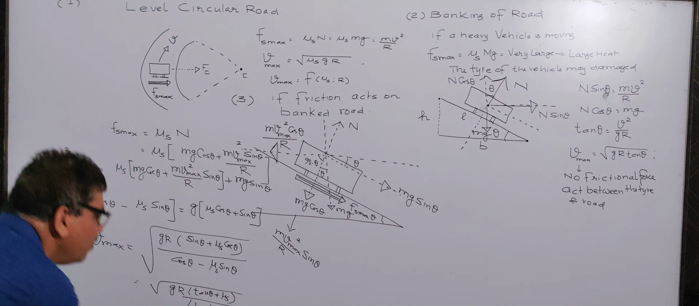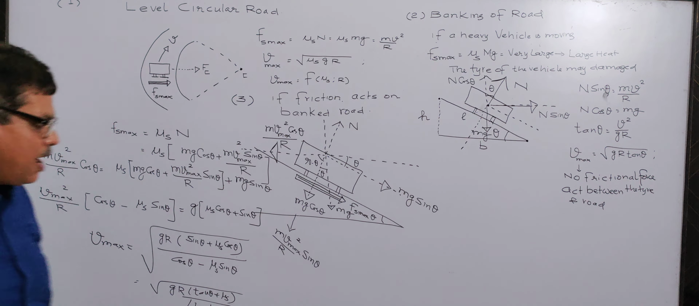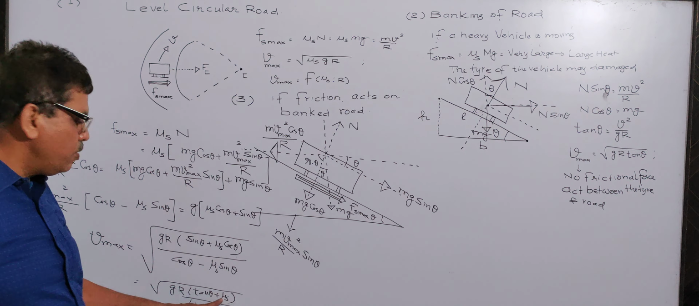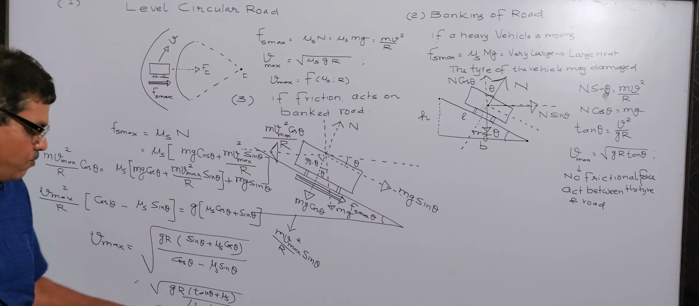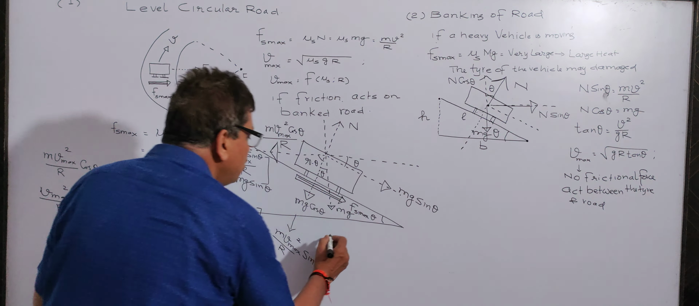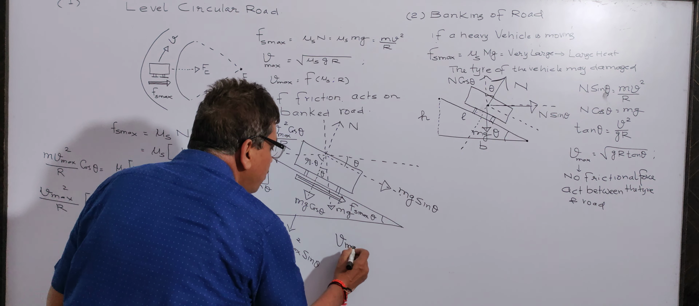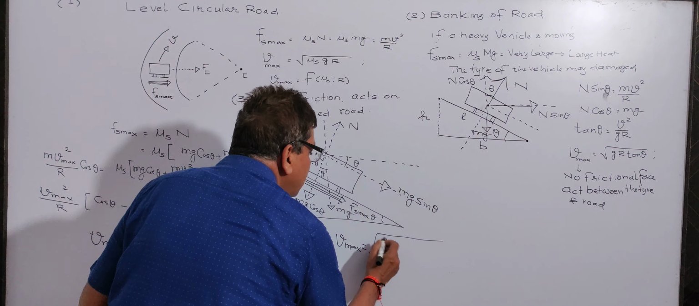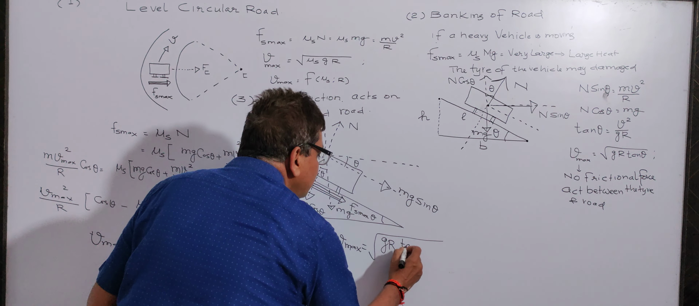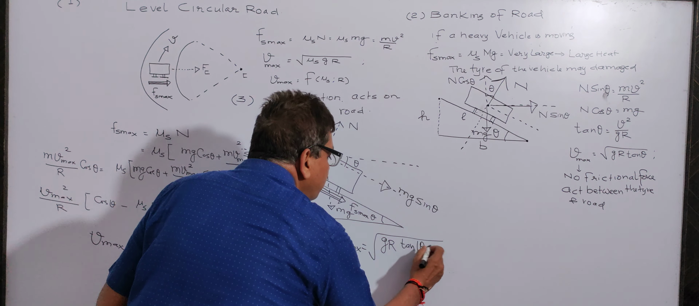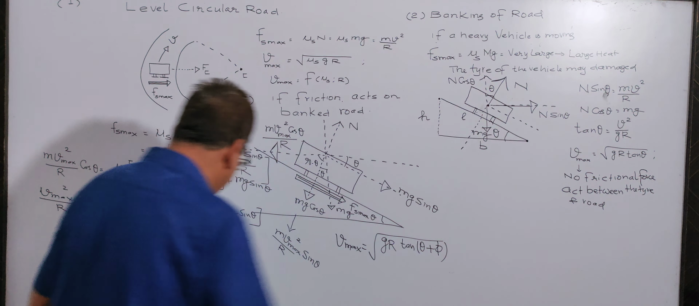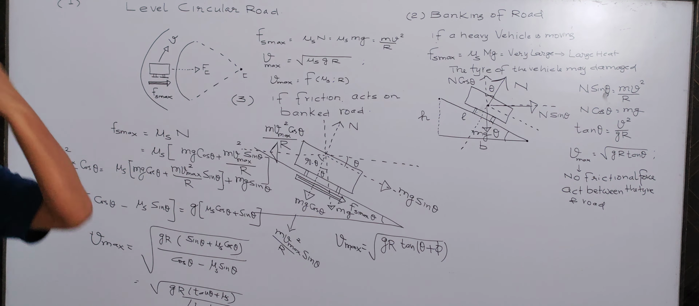This is the value. Now if we replace by angle of friction, if I say mu s is tan phi, where phi stands for angle of friction, then I can write the maximum speed as root under gr tan theta plus phi, where phi is angle of friction.